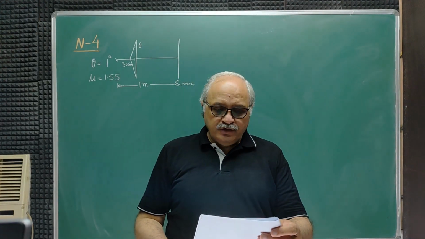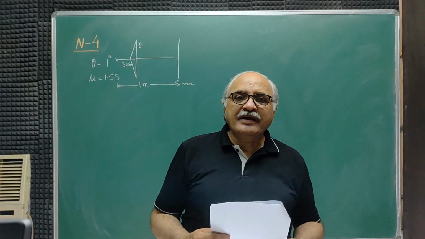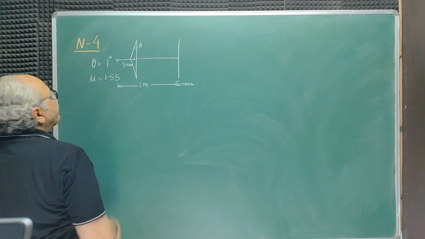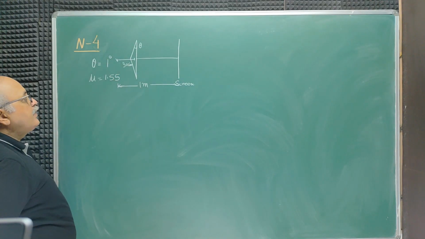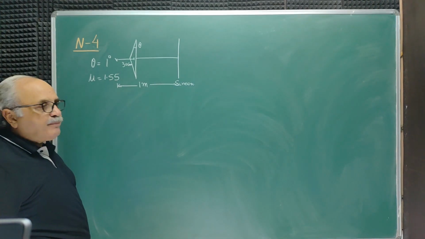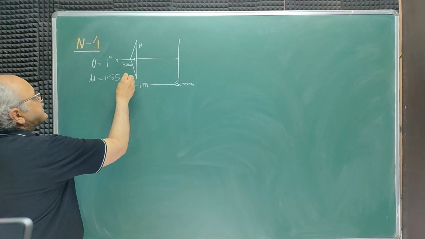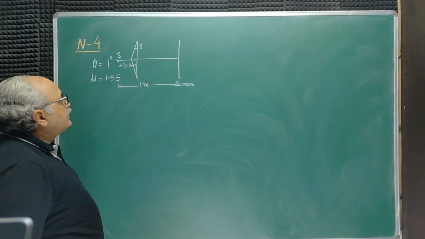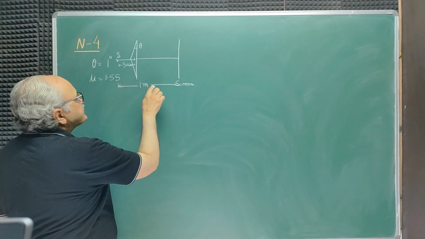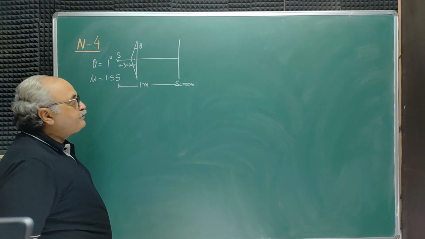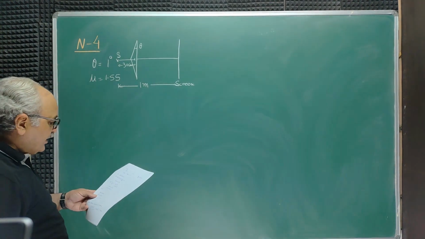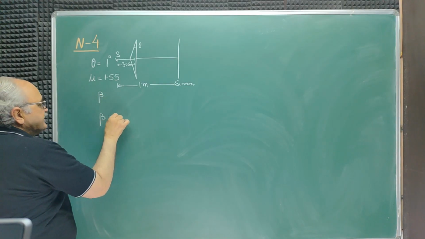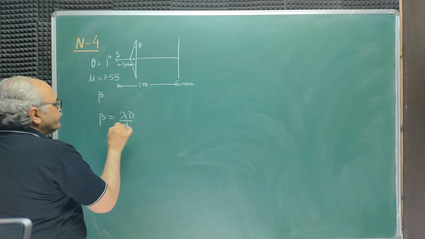So let's take the fourth numerical. In this numerical, it is given that a Fresnel biprism having the prism angle as 1 degree, made from a material of refractive index 1.55, is kept at a distance of 30 centimeter from the source slit. The distance between the source slit and the screen is 1 meter, and we are asked to find out what is the fringe width. The formula for the fringe width is lambda capital D by small d.